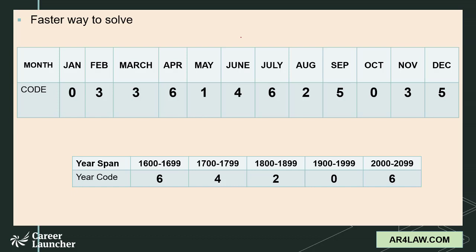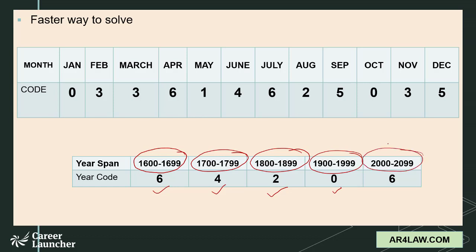And as far as year code is concerned, for a period, if a year is lying between 1600 to 1699, the year code to be used is 6. 1700 to 1799, year code to be used is 4. 1800 to 1899, year code is 2. 1900 to 1999, year code is 0, and after that the year code repeats itself. So the year code is repeating in the pattern 6420. Let's see how these codes can be used to find our answer in a much faster way.